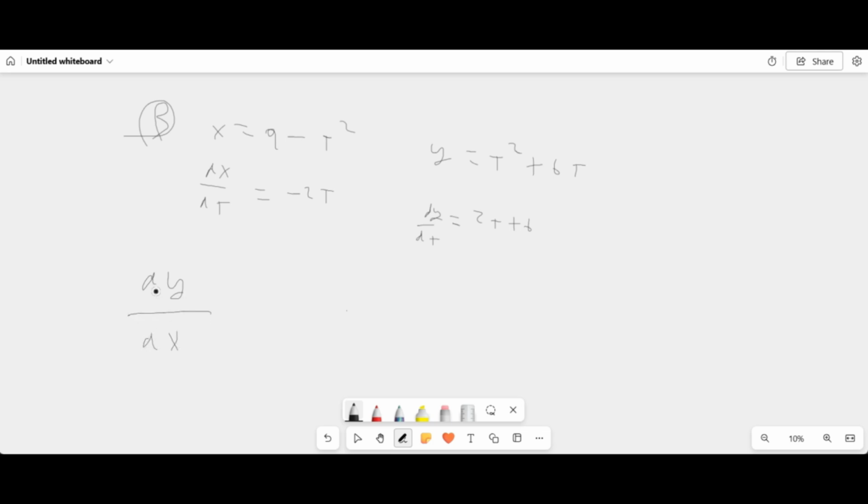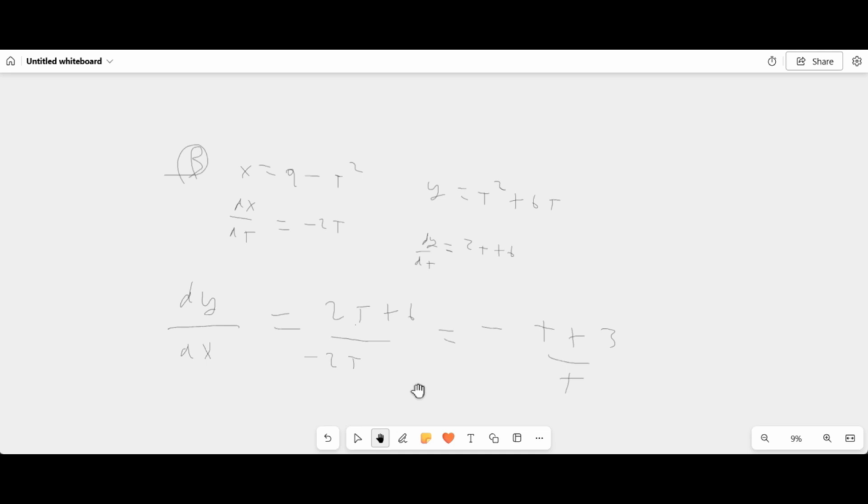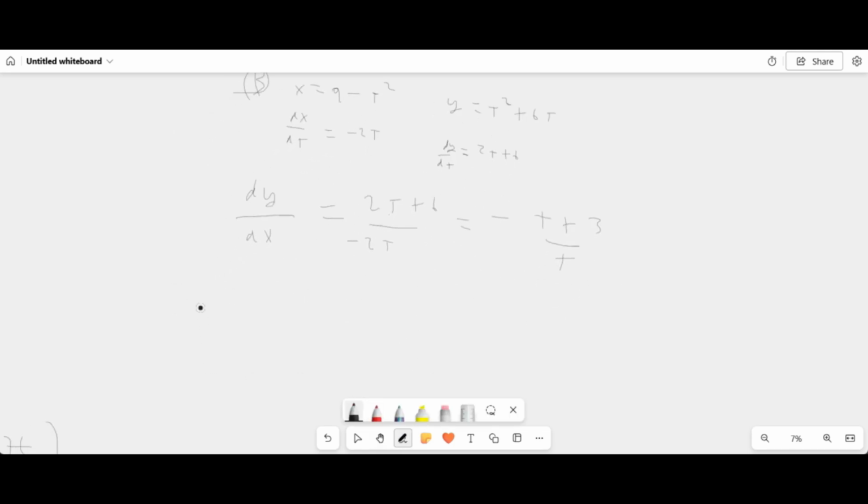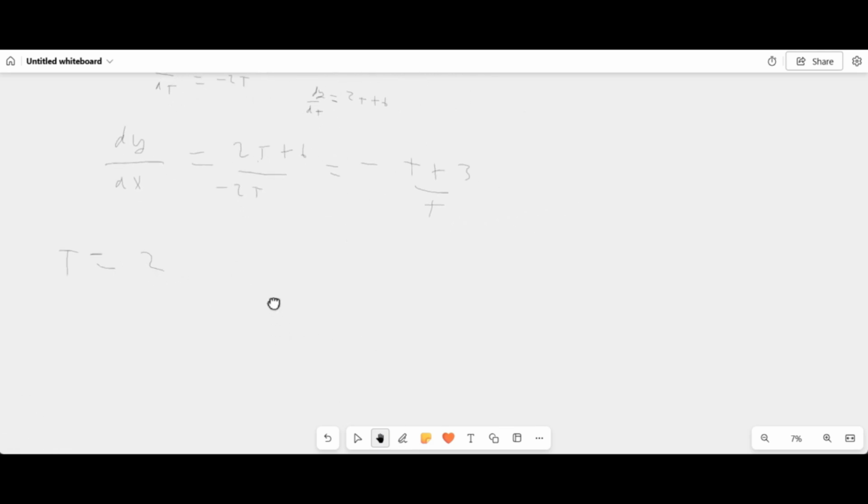And obviously dy over dx is going to be dy over dt, yes, it's going to be 2t plus 6 here over negative 2t. And obviously that's going to cancel, that's going to make negative t plus 3 over t, because 2 is going to cancel. And then obviously now, you want to make t equal to 2, to find what x, y, everything is here.